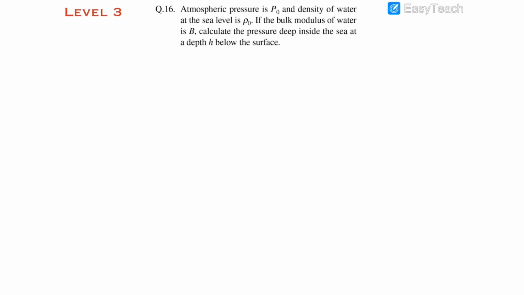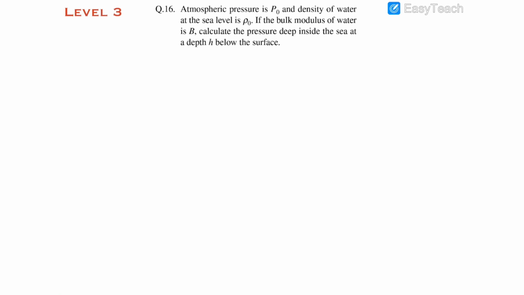In this question, it is given that the atmospheric pressure is P naught and the density of the water on the surface is rho naught. We have to find the pressure deep inside the sea at a depth h, and the bulk modulus is given as beta. Now you must be wondering that this is a very simple question, that the pressure at a depth of h inside a fluid is P naught plus h rho g. But there is a twist in this question.